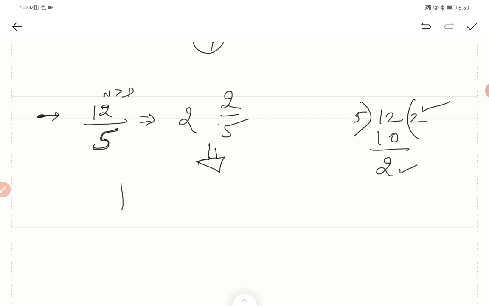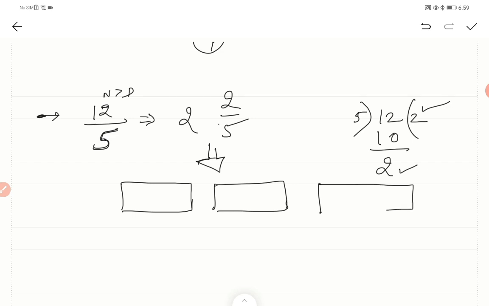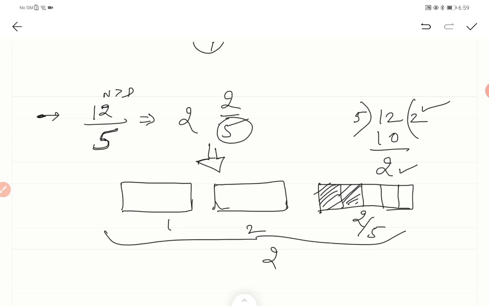So 2 is what? I will take 2 full. In the third one, you need to divide this third into how many? 5 parts. 1 2 3 4 and 5 equal parts, it should be there. And 2 regions are used. So this is 2 by 5. And this is 1, 2, whole 2. So altogether your figure will be 2 2 by 5.